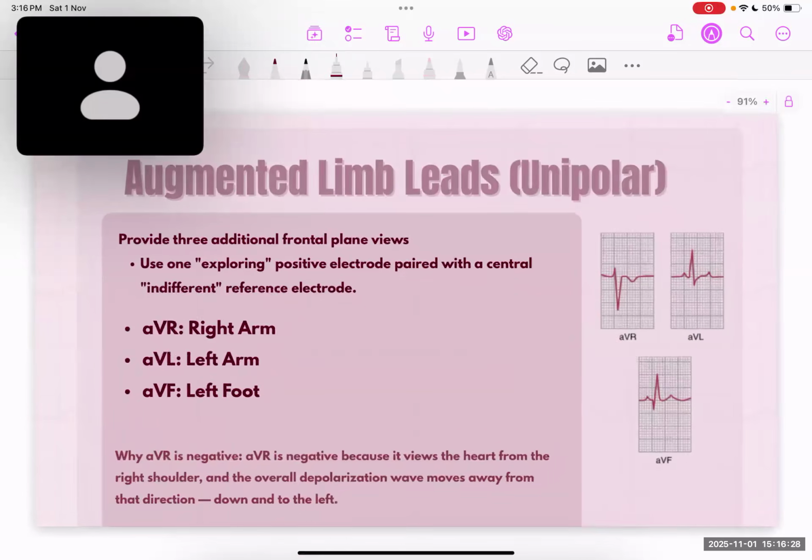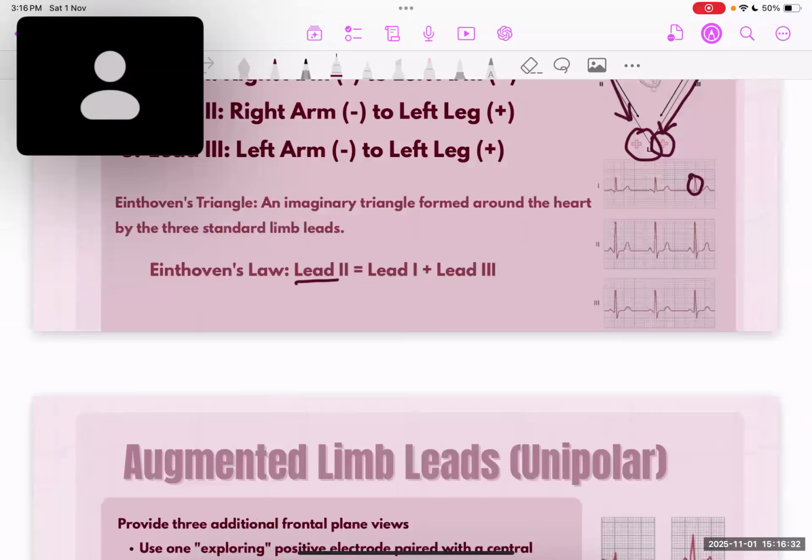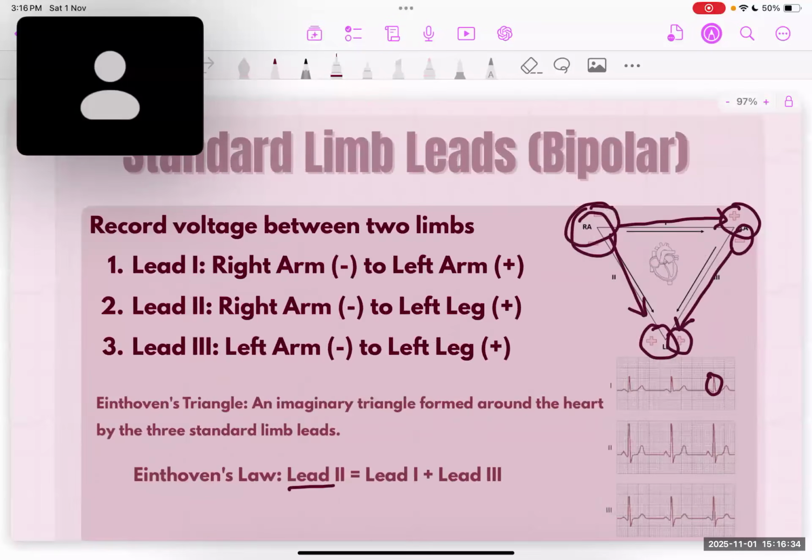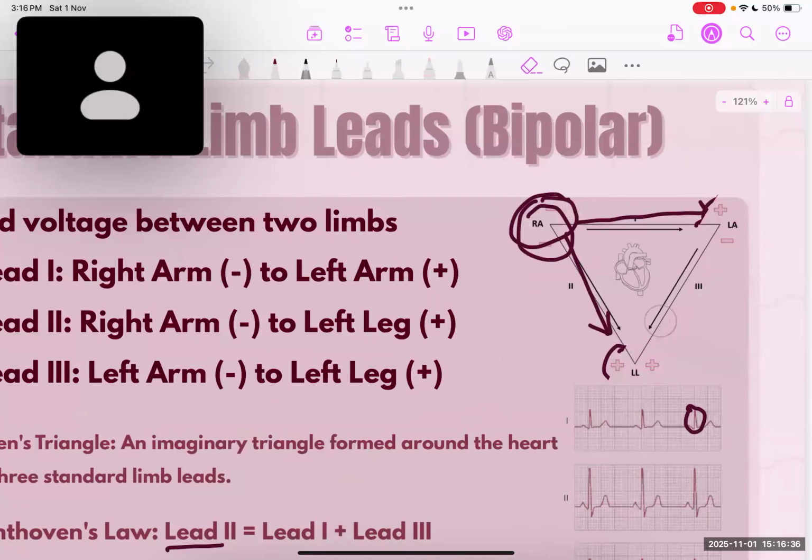Now, let's talk about our unipolar leads. Let's start with the augmented leads. I think it's a bit confusing, so let's just use our diagram.